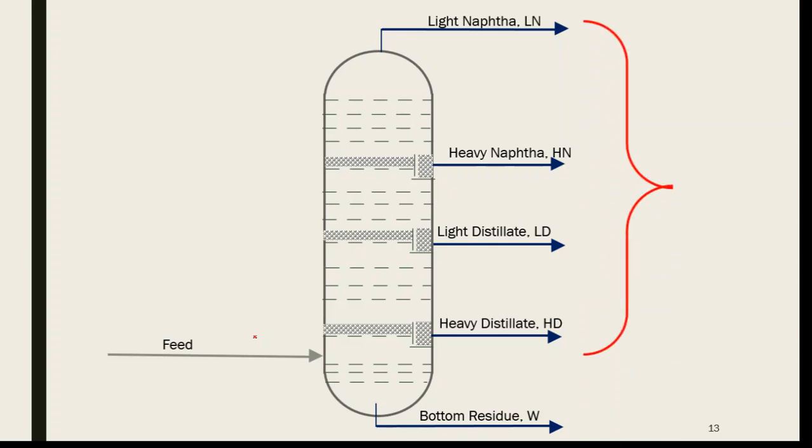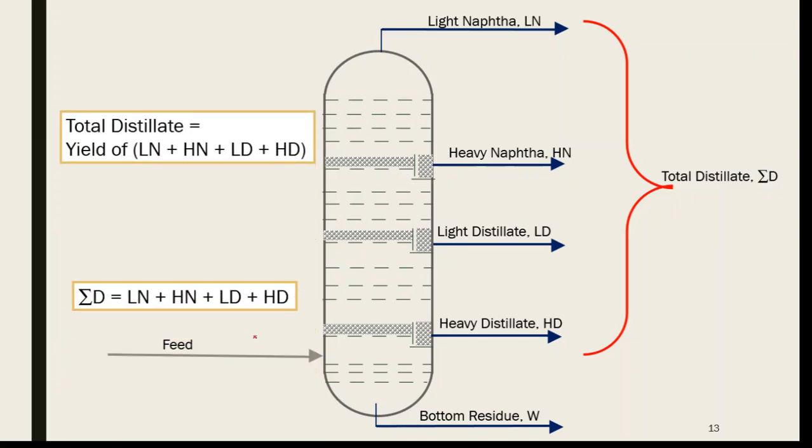This is called the total distillate. This is the summation of D, that is, total distillate. So total distillate is nothing but the light naphtha plus heavy naphtha plus light distillate plus heavy distillate. If we are talking about the yields of total distillate, it is the yield of light naphtha plus heavy naphtha, light distillate and heavy distillate, all of which can be represented here.